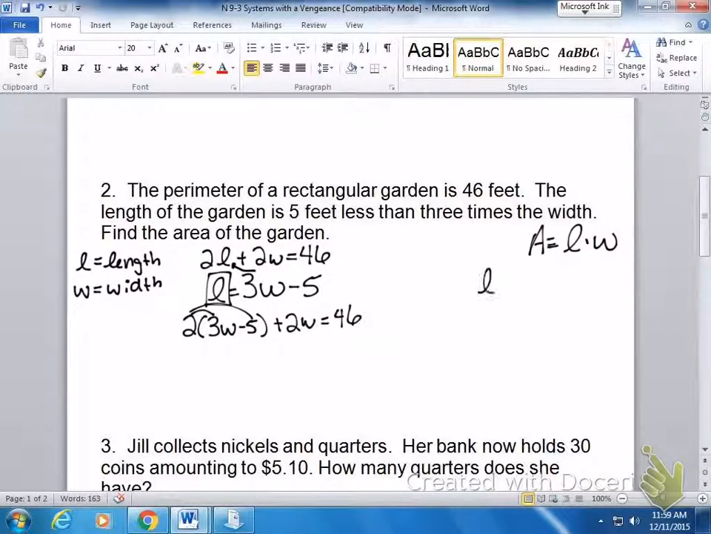Now when I got mine, I got the length to be 16, it looks like feet. I got the width to equal 7 feet. And then I got the area, which is the actual solution to the whole problem. I got it to equal 112 feet squared. So you can work that out, solve for W and L, and you can find the rest. Let's go to the next one.